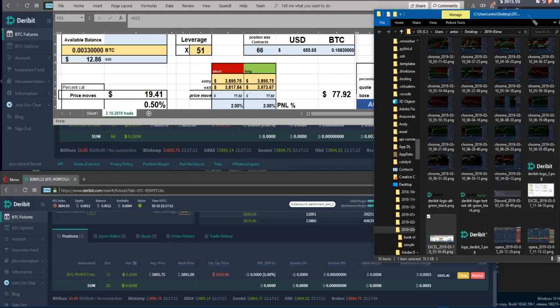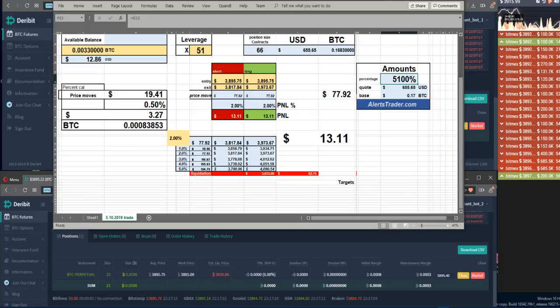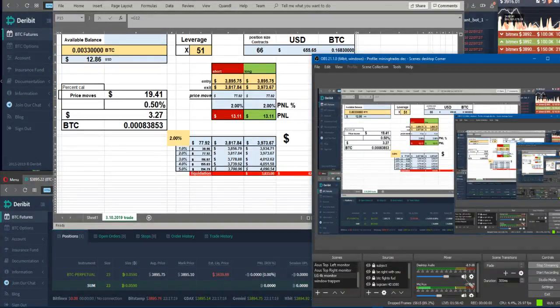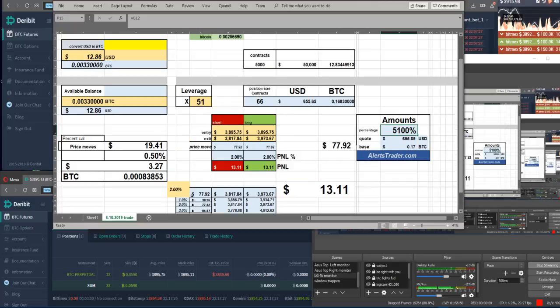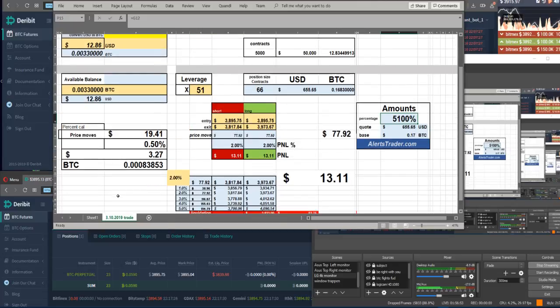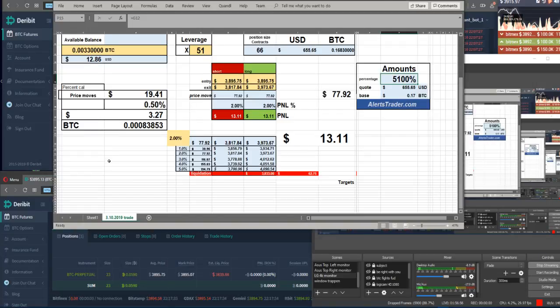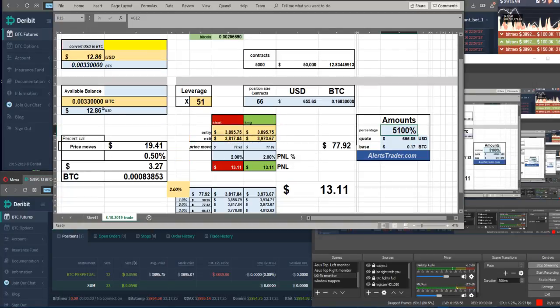All right. I'm surgical with this. I'm surgical with it. All right. Let's get back into the trade. Now that we know what we can make on a 2% move, which is 13.11, all right? Because it's 51%, all right? That's why, okay? There's an extra added.